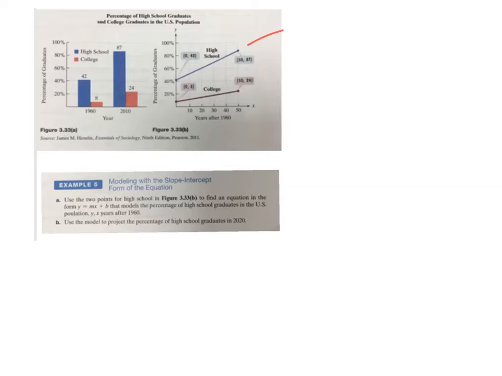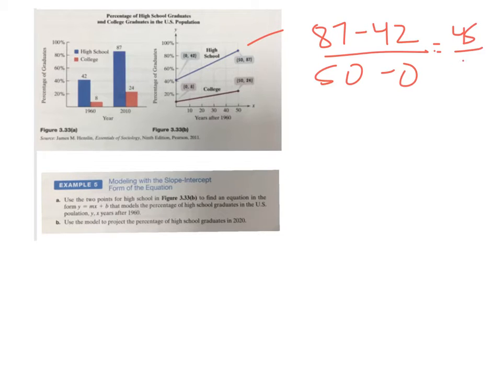So that's, I'm going to take my y coordinate over my x coordinate, subtracting the y coordinates and subtracting the x coordinates. When I do that, I'm going to get 45 over 50. So I get 45 over 50, or 0.9. So my slope, m, equals 0.9.